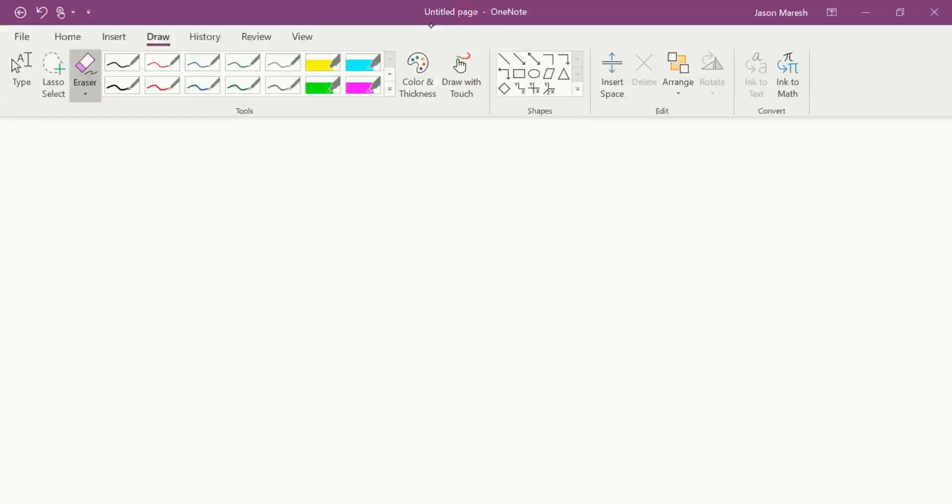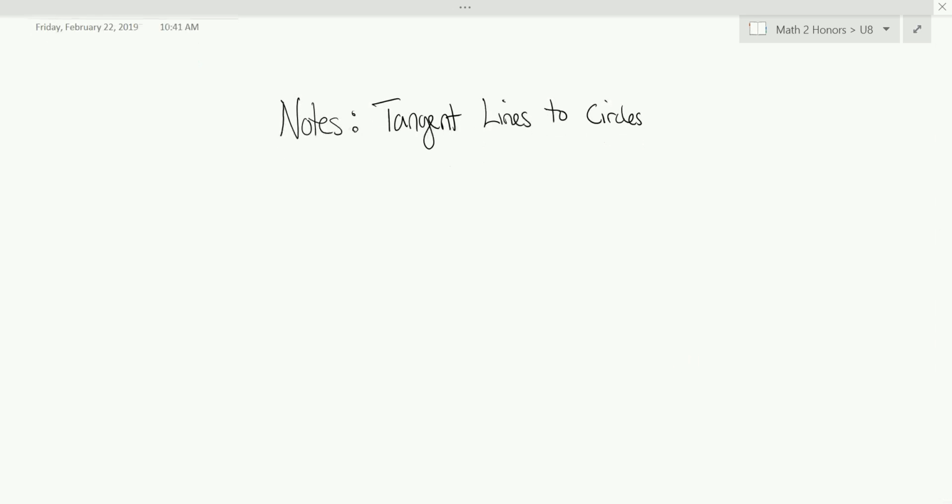All right, notes today will be called tangents to circles. Or we'll say tangent lines to circles. And when we say tangent, we're not talking about the trig function tangent. We're going to define this a little bit differently. And so let me start off with some definitions.